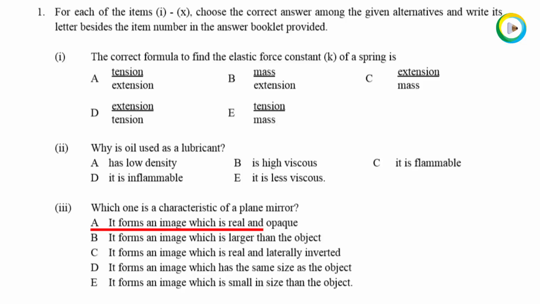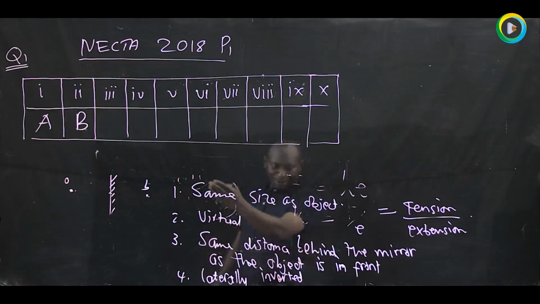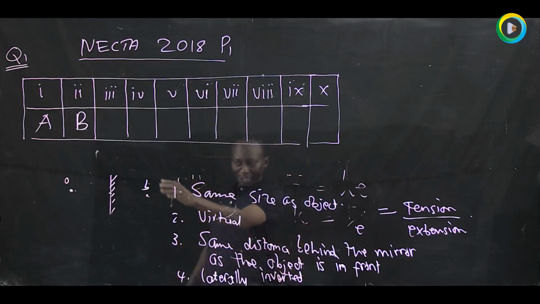Now, in these characteristics, part A says it forms an image which is real and opaque. That's not true. It forms an image which is larger than the object. That's not true. It forms an image which is real and laterally inverted is not true. It forms an image which has the same size as the object. In our characteristics here, the image formed in a plane mirror is of the same size as the object. It should be D.